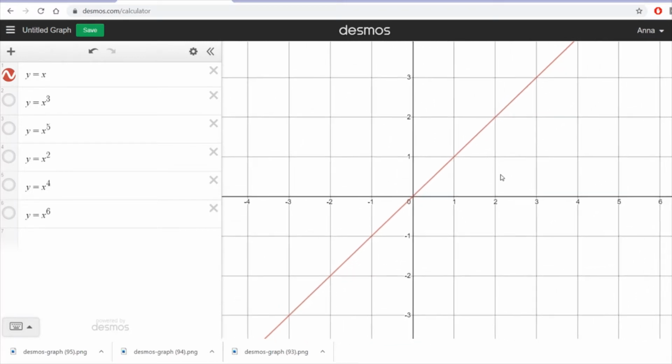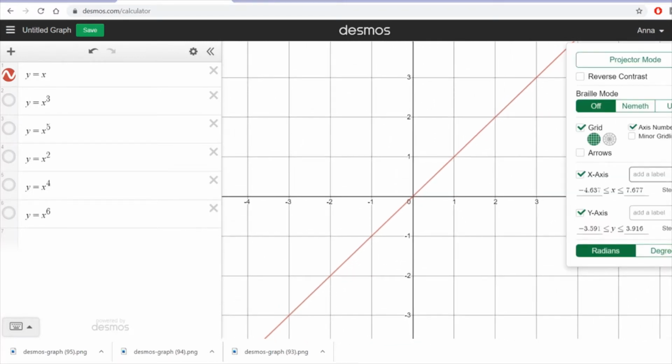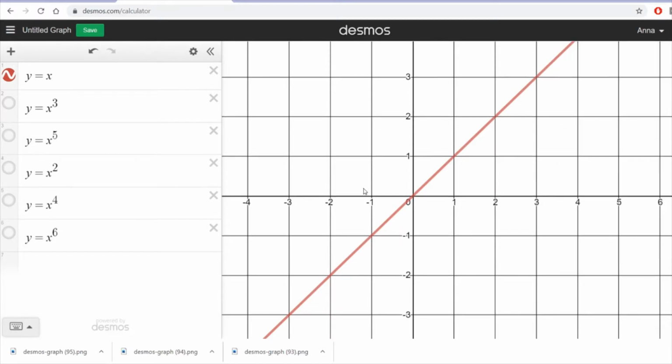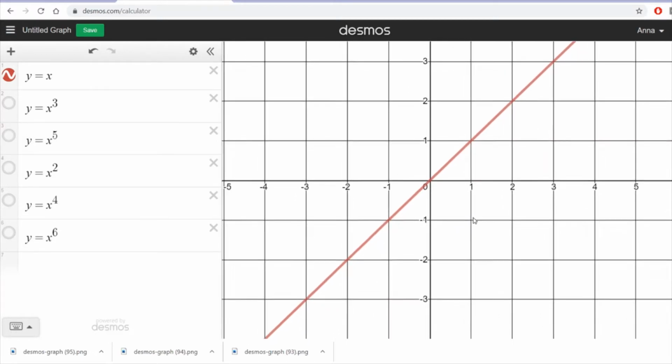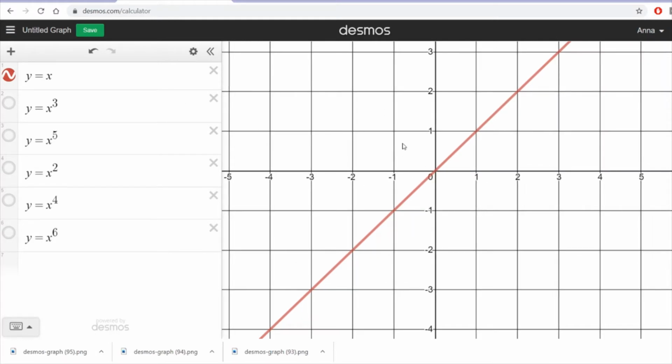But here, let me just show you an example that might help you remember this idea that the bigger the multiplicity, the more the graph flattens out. So I want to compare the graphs of y is equal to x, y is equal to x cubed, and y is equal to x to the fifth. Those are all odd powers of x, and because they're all odd powers of x, they have the same shape. They all go diagonally through the point (0, 0).